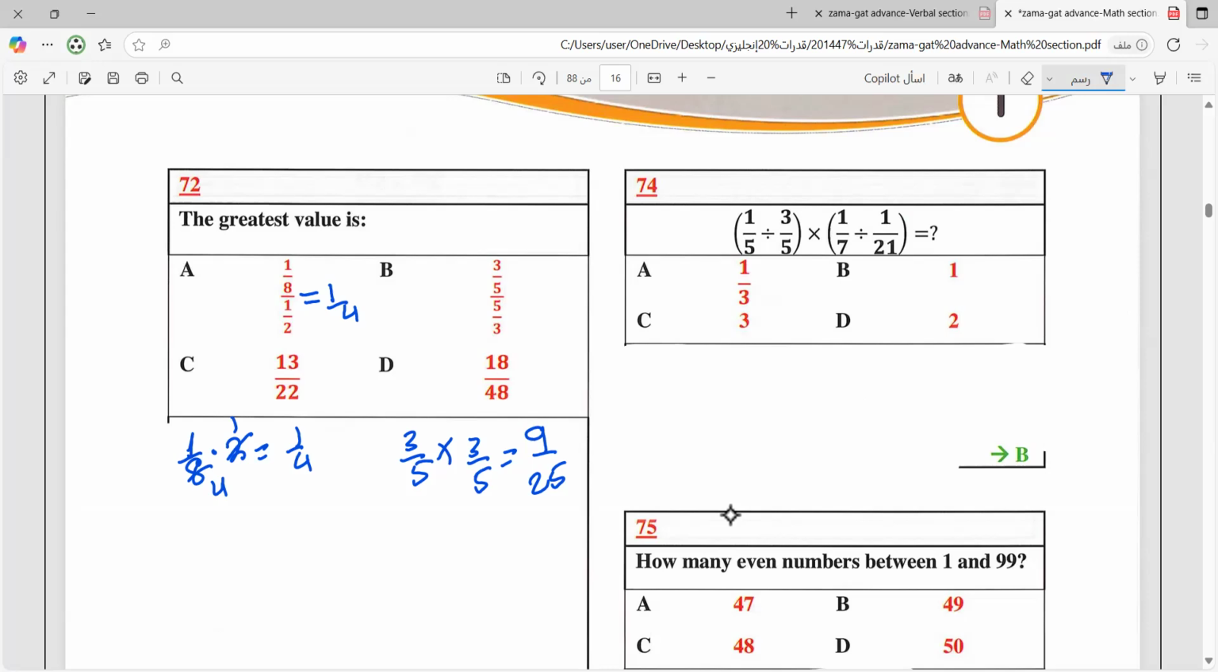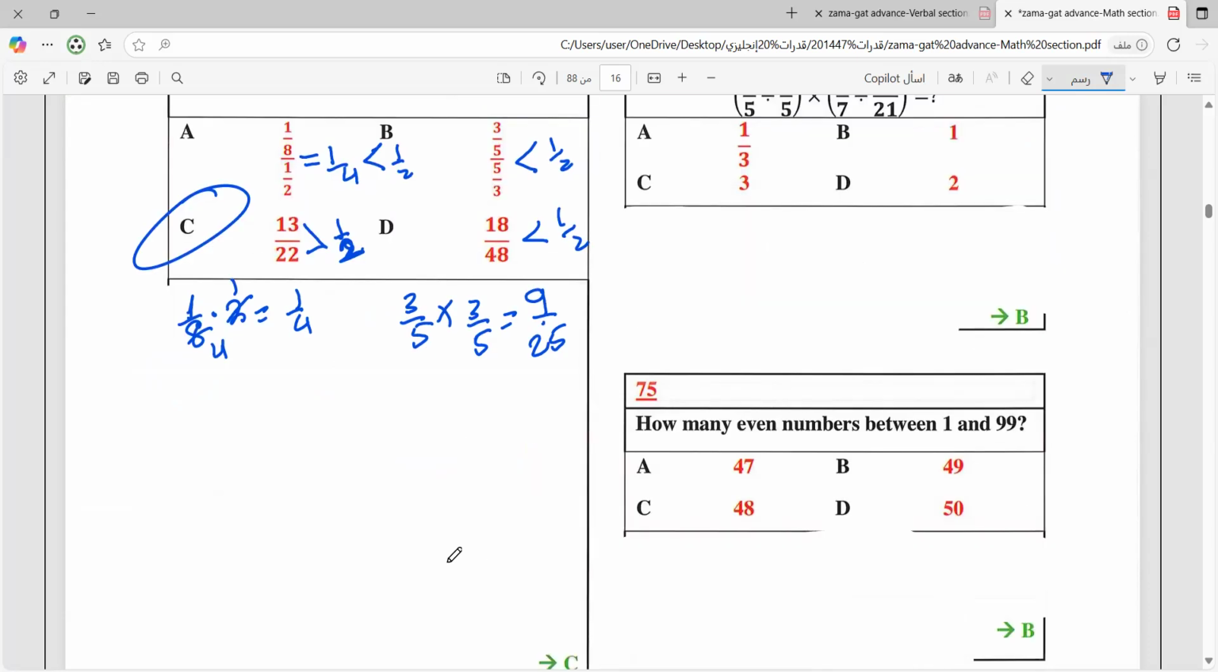Okay, we are comparing with half. This one, a fourth, is less than half, right? And this is also less than half. Here, less than half, except this one is greater than half, because the half of 22 is 11, but then it is 13. It is greater than half. So this is the greatest, right? So it's C. So when comparing, we compare with half.